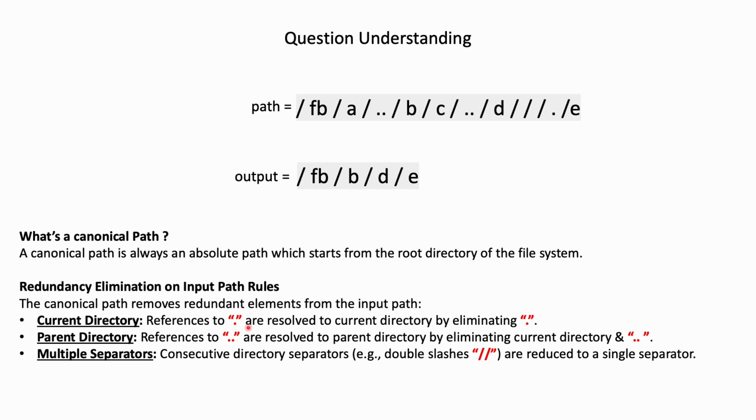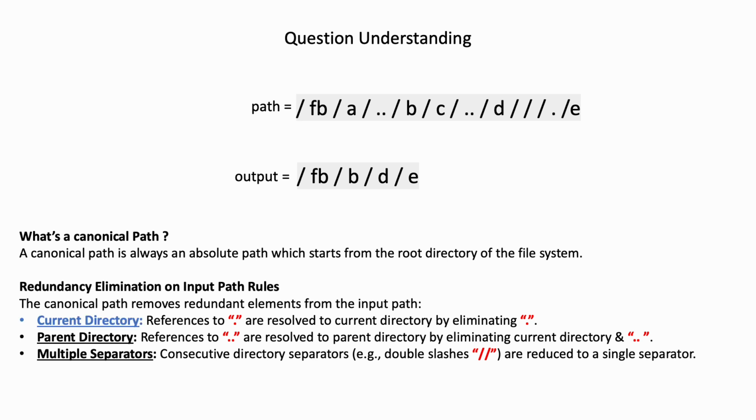Current directory rule. References to a single period are resolved to the current directory by eliminating the single period. Parent directory rule. References to double periods are resolved to the parent directory by eliminating the current directory and double periods. Multiple separators rule. Consecutive directory separators, for example double slashes, are reduced to a single separator.